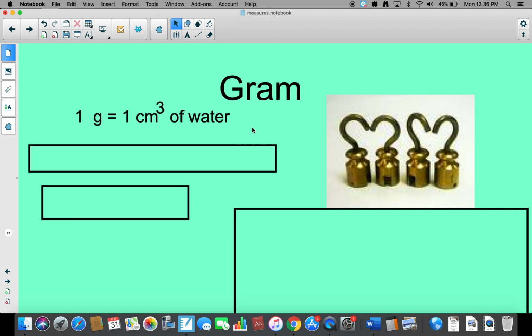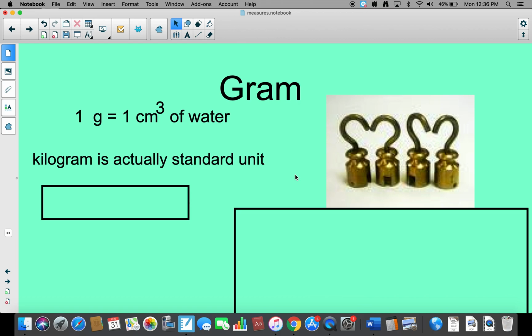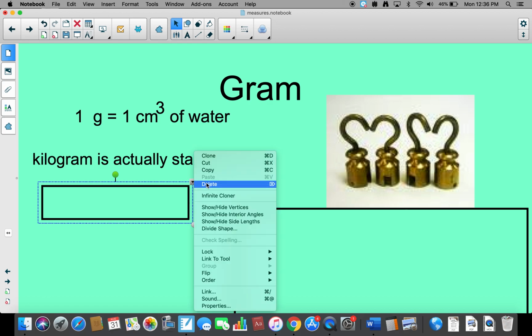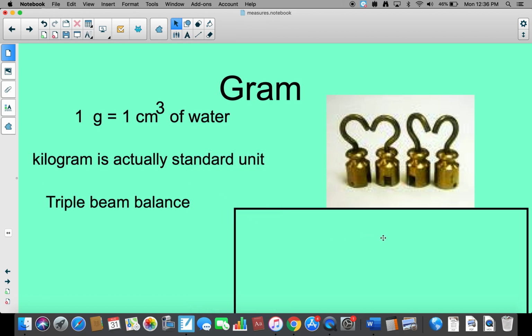A gram is equal to 1 cubic centimeter of water. Now, if you were to go to Europe and say that the gram is a standard unit, they would laugh at you because it's way too small. In reality, a kilogram is actually standard because it's large enough to make a measurement with. We're going to use a triple beam balance to make that measure.